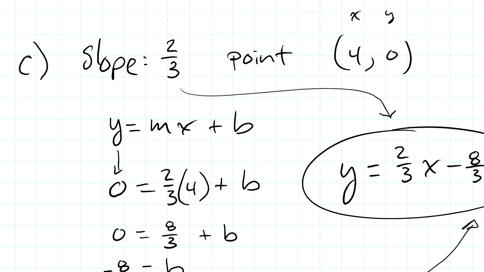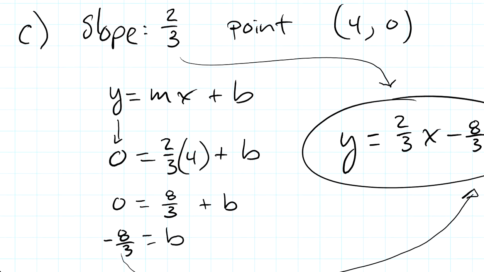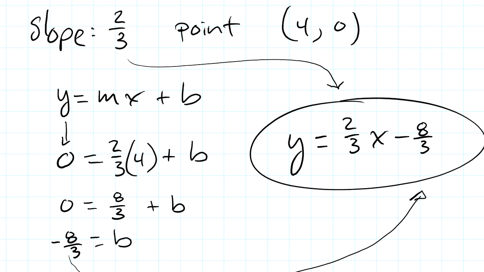And then again, you can see I've got a particular x value of 4 and I've got a y value of 0. So I went ahead and plugged in y was 0. I plugged in my slope of 2/3, and I plugged in my x value of 4. And with all of those plugged in and simplified, I ended up getting a y-intercept of -8/3. And that's why the equation of this line is y equals 2/3 x minus 8/3.